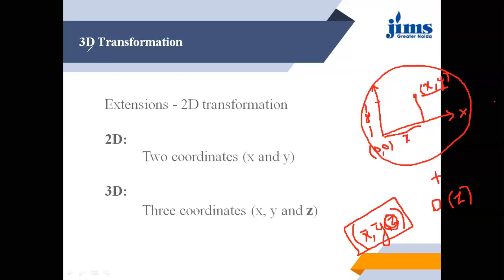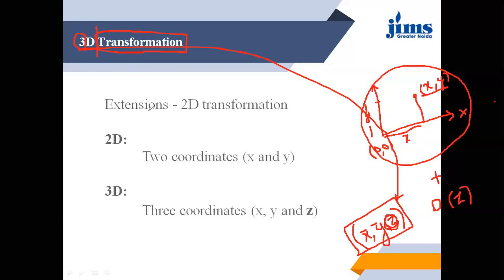Now, when we want to discuss the 3D transformation, we know what transformations are. Transformations are different techniques and procedures by which we can change the location and the shape of an object. We discussed this in 2D. The difference between 2D and 3D is only the coordinate system, that is the directions, or the axes x, y, z.